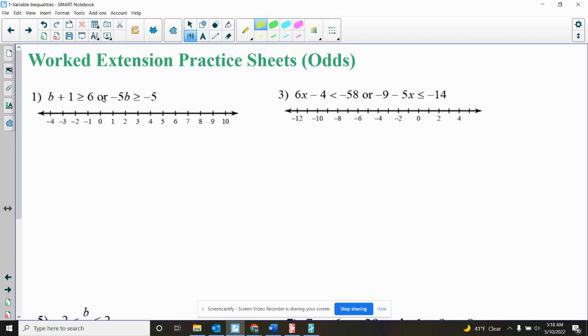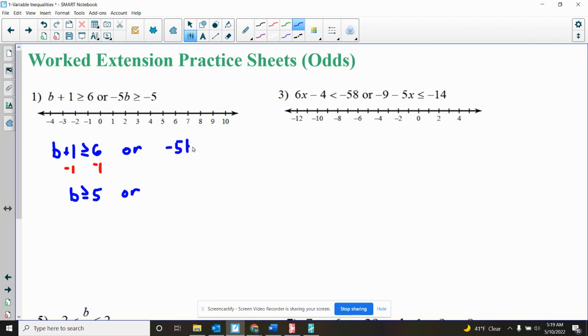When you've got an OR compound inequality, you just solve them both independently and put all the answers together. So let's start with this one. We'll do a subtraction of 1. And now b is by itself. So b greater than or equal to 5. There we are. Or means I want all of these solutions, or the solutions over here.